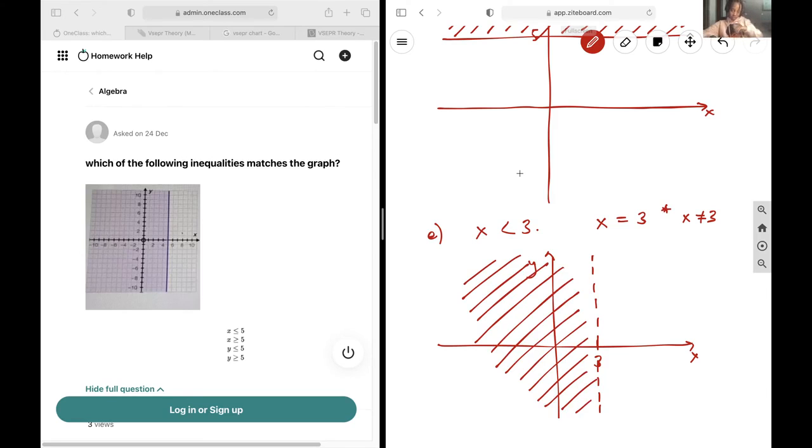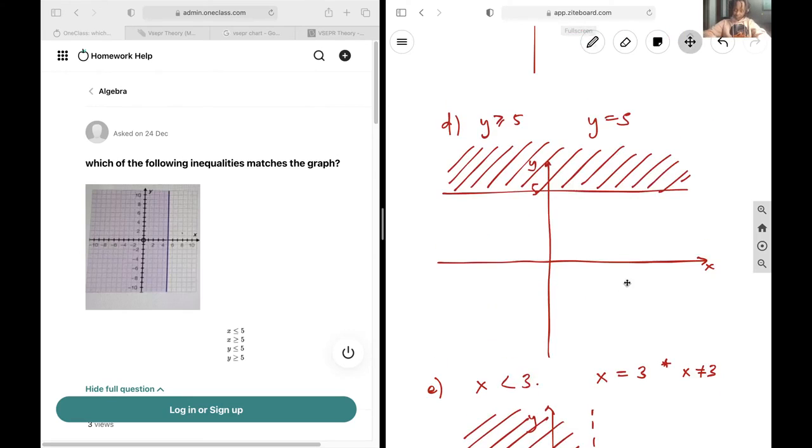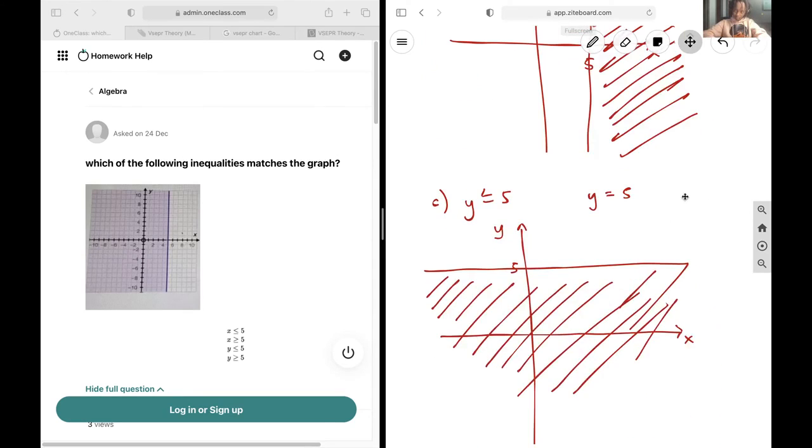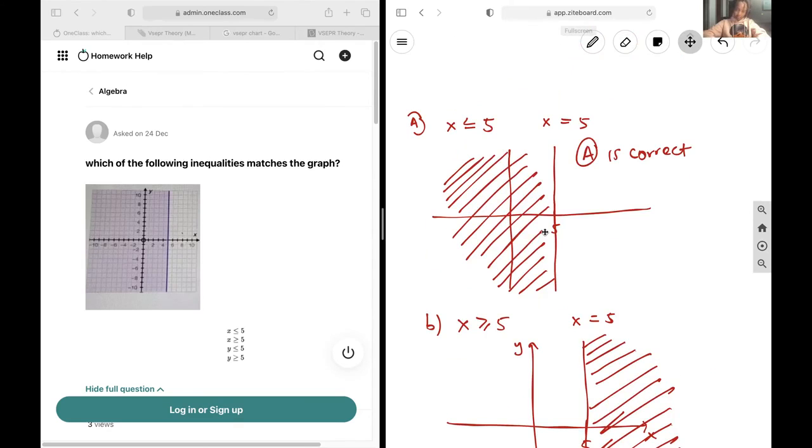And that's it for this question. So the answer is the first option, which is that.